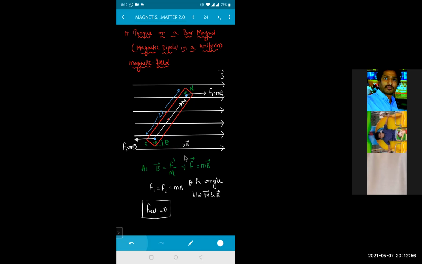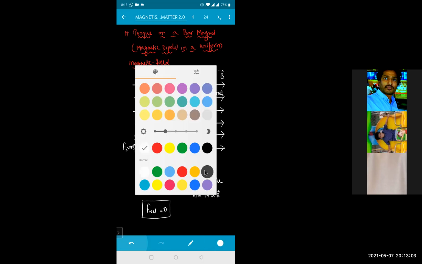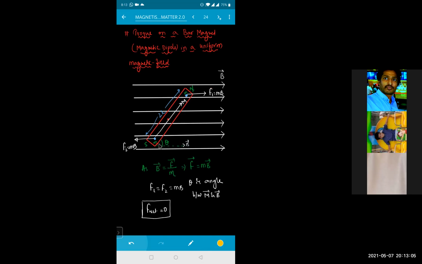Now see this force into perpendicular distance. This is 2l. Can I resolve this 2l into components? This 2l is making an angle theta, so if I resolve it into components, this will become 2l cos theta and this will become 2l sin theta. Is that clear?